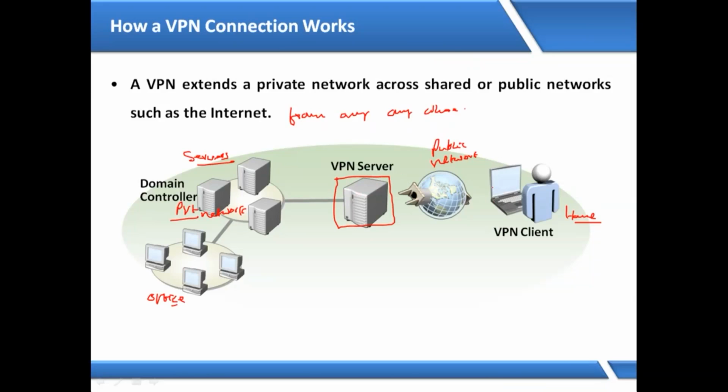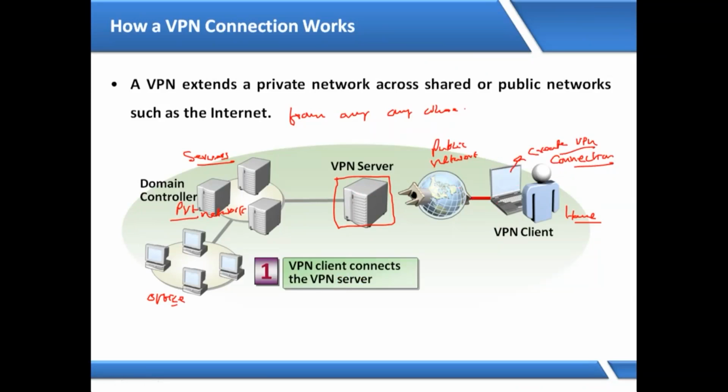So now, first of all, this VPN client should have the internet on his laptop, and he needs to create a VPN connection on the VPN client machine. How to create a VPN connection? We'll see. So in his laptop, he has to create the VPN connection, and he should have the internet. Using this internet and the VPN connection, the client will connect to the VPN server, through the internet.